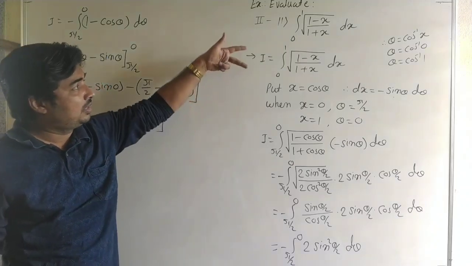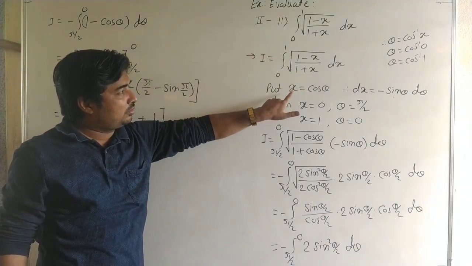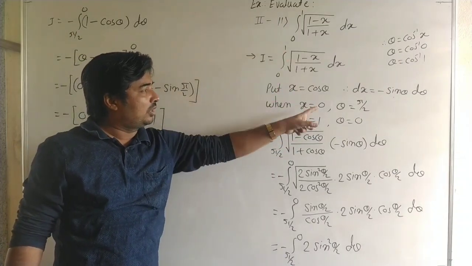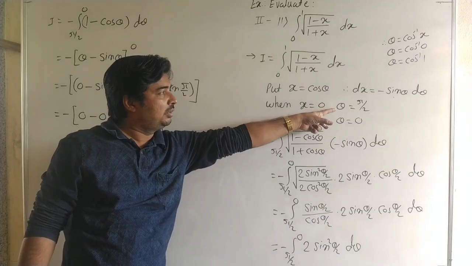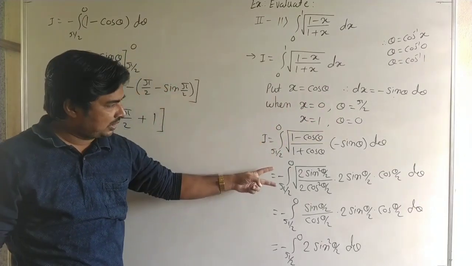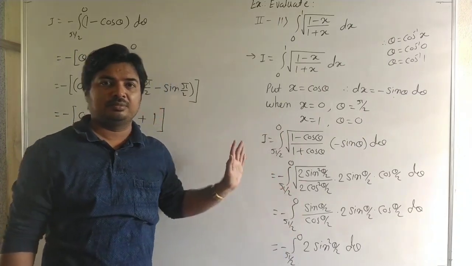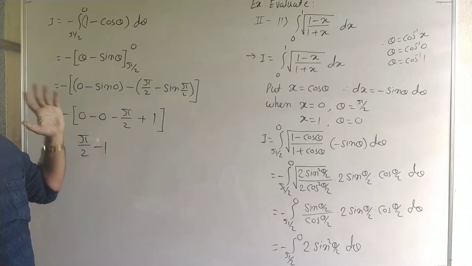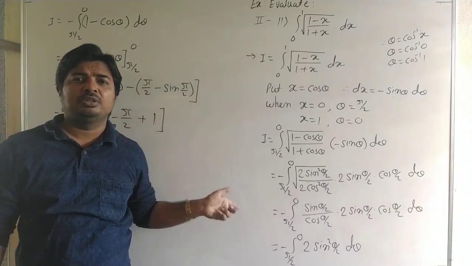Okay, see carefully. Here we put a special substitution. Then change the limit 0 to 1. Here 0 to 1. Then the limit, it is minus, pi by 2 to 0. And then we solve this integral. After solving the integral, we take the upper limit minus the lower limit. Okay, now see carefully this example.